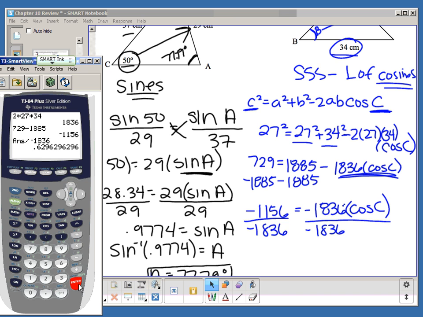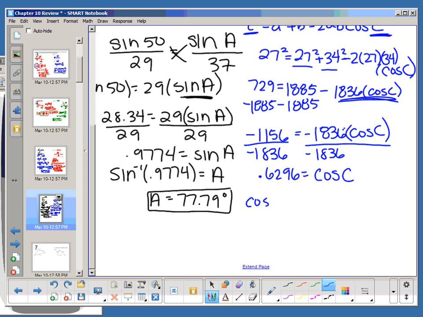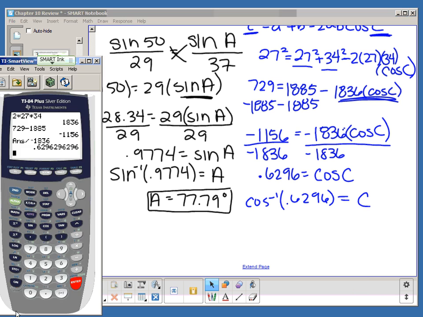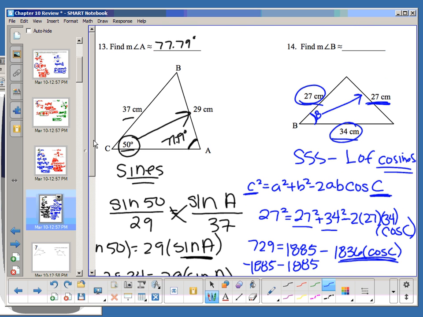You get 0.6296. All right. So in the end, again, when I get down to solving for an angle, the last step is just to inverse it. Cosine inverse of that equals C. So I go over here and grab my calculator and I get second cosine, so that's the inverse of my answer. And I get 50.97, so 51 degrees. And let's go back up. Write that as our answer.